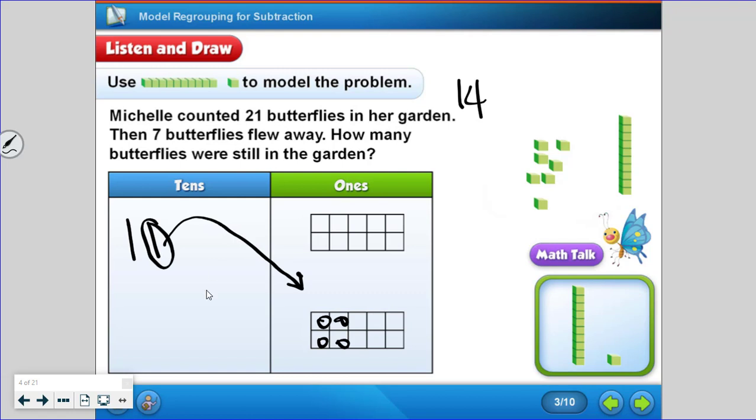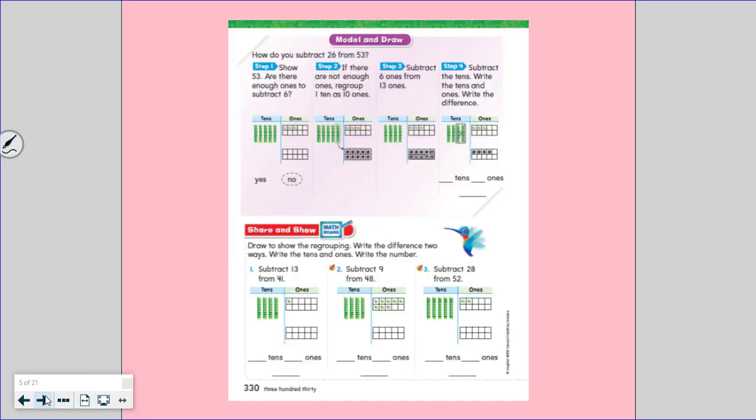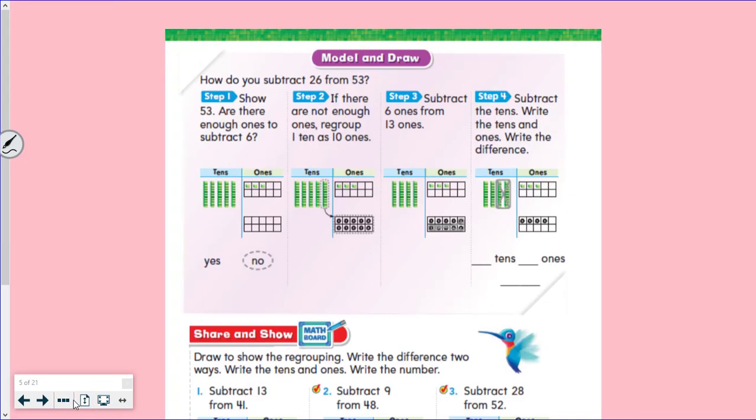Now let's continue. Let's take a look at the model and draw. So the model and draw says, how do you subtract 26 from 53? There are some steps that we're going to go through. It says first, show 53. So they've got 53 here. And it says, are there enough ones to subtract 6? Because remember, we're subtracting 26 from 53. And in 26, there's 6 ones that I've got to take away. And so, no, there are not 6 ones.